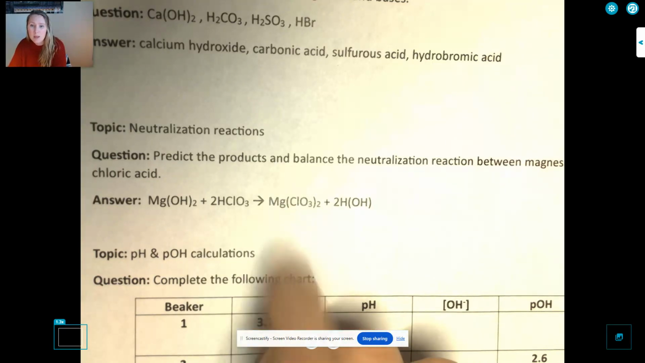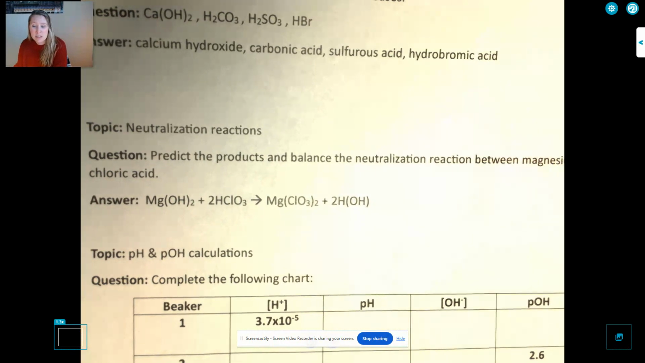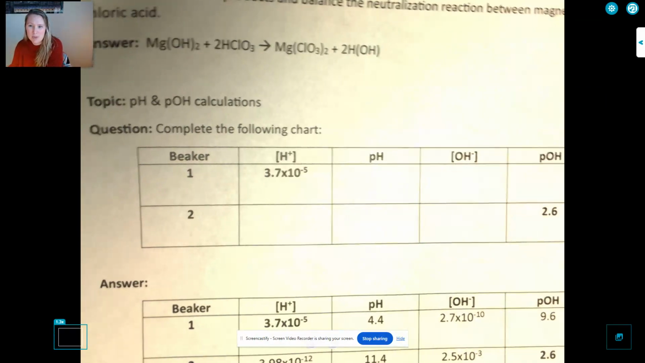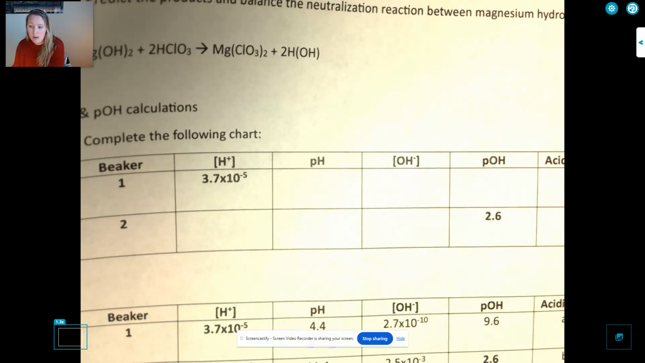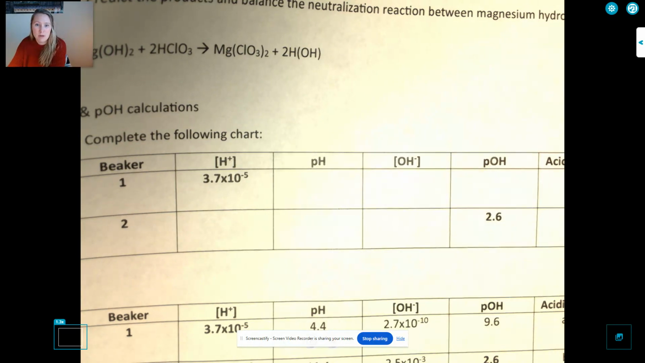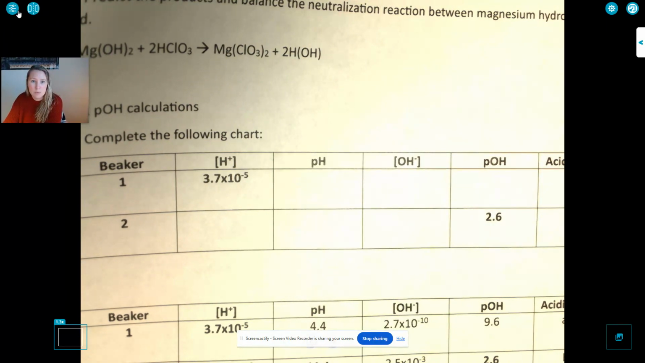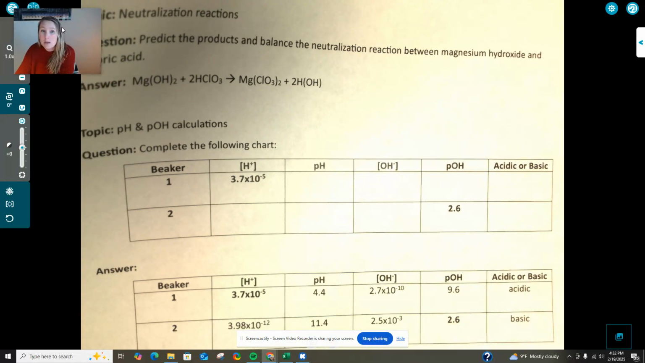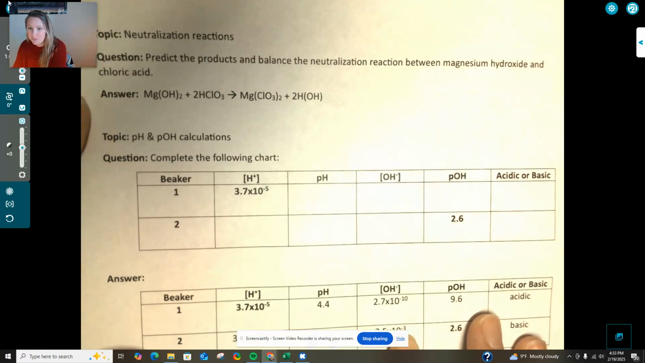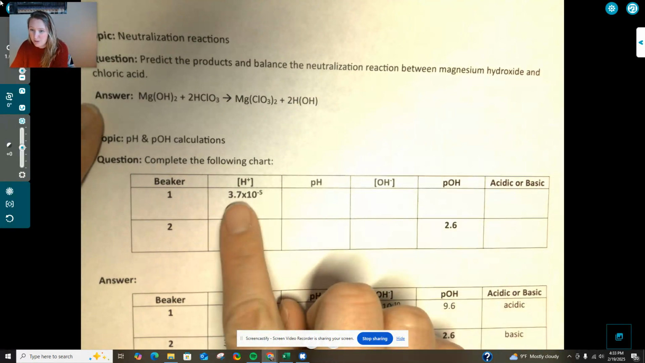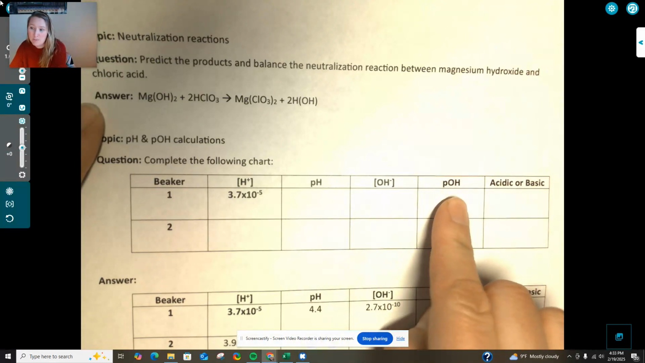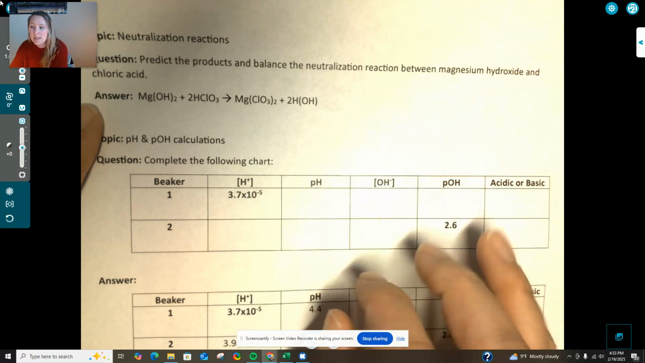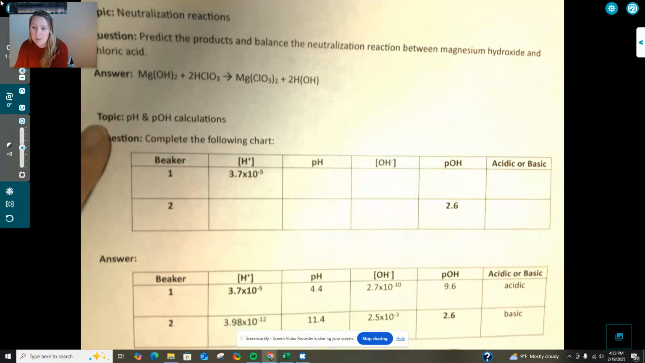Another thing that we talk about is pH and pOH calculations. I would have them do it in a chart, mainly for the simplicity of doing it on the board. Here, let me zoom out a little bit for you. There we go. So here you can see that I have the full list with hydrogen ion concentration, pH, hydroxide ion concentration, pOH, acidic or basic, and I want to have one that's going to be acidic and one that's going to be more basic. And then I would have them fill it out.